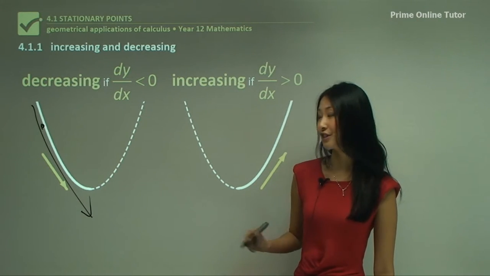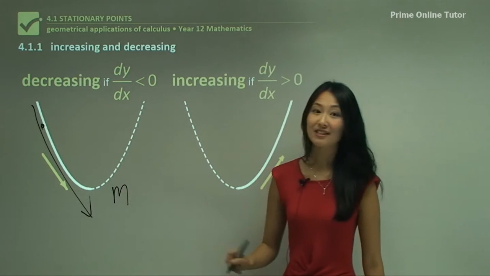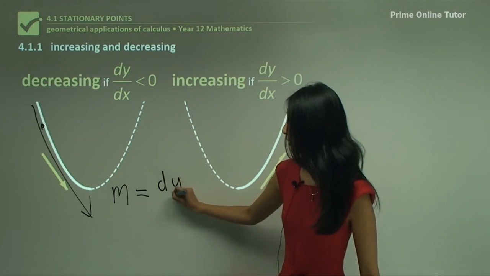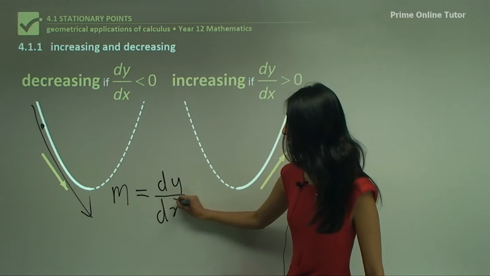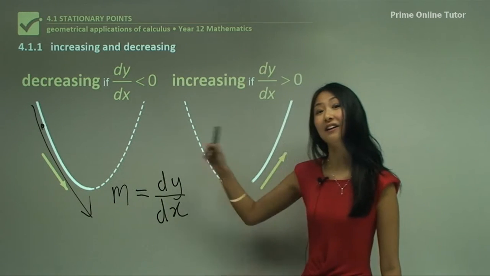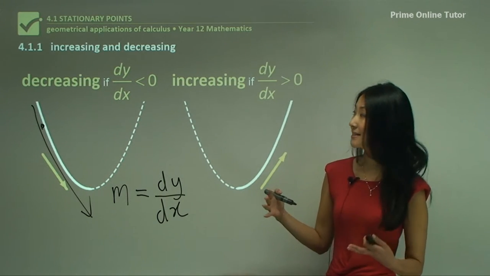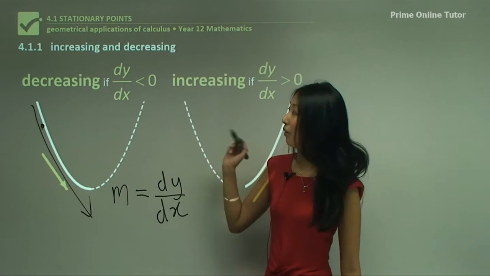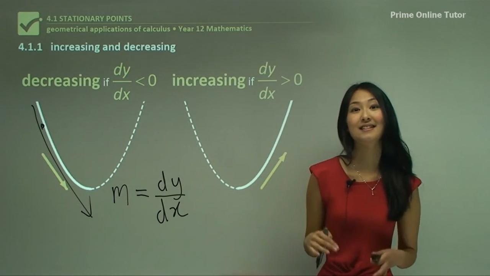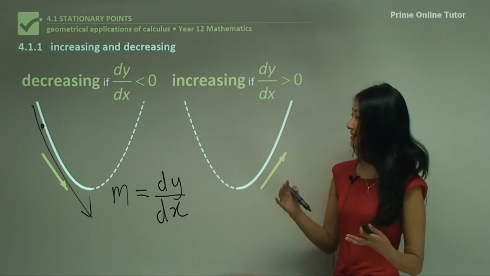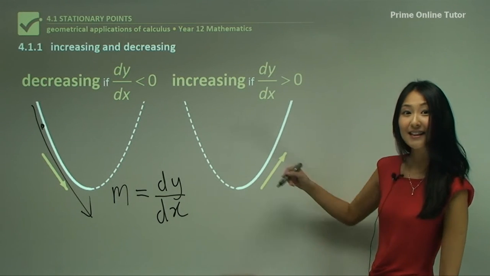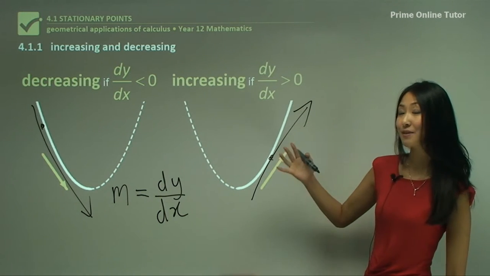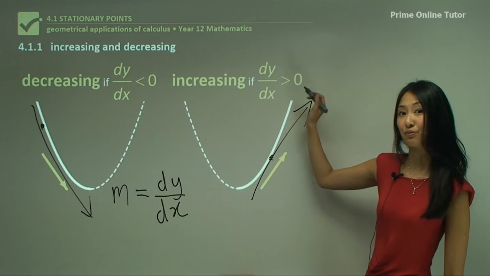Now what's really important to know is that the gradient of the tangents is actually the same thing as the first derivative. So everything we've been learning about the first derivative gives us the equation for the gradient of the tangent. Therefore, when we say that the graph is decreasing, that's when the gradient of the tangent, or the first derivative, is less than 0. And in the same way, when the graph is increasing, the gradient of the tangents, so a tangent over there, is positive, and that's when the first derivative is greater than 0.